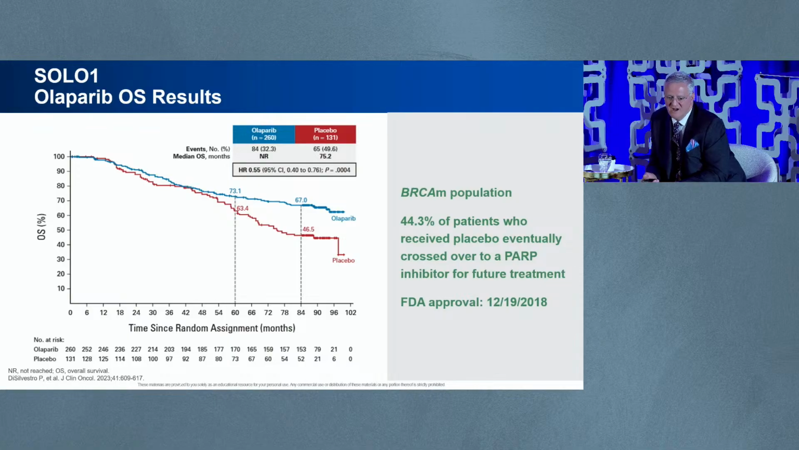Looking at SOLO1, where those survival curves touch at about 3 years, it's really tantalizing to see why did they open so much later? Was 2 years rather than 3 years important? We really don't know why this outcome was so good. This is a 45% better overall survival at 7 years, which is quite remarkable, and all the more remarkable because 44% of patients in the placebo arm crossed over to a PARP inhibitor with future treatment.